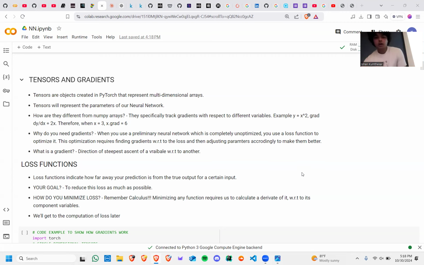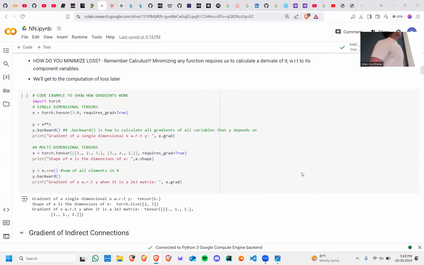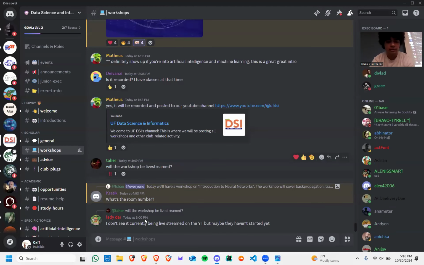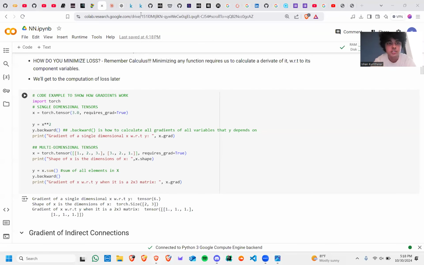So we'll get to some code examples first. As you can see here, I'll share the notebook in case you want to follow along. Most of these things will be public, but just for the sake of it, I'll share it.